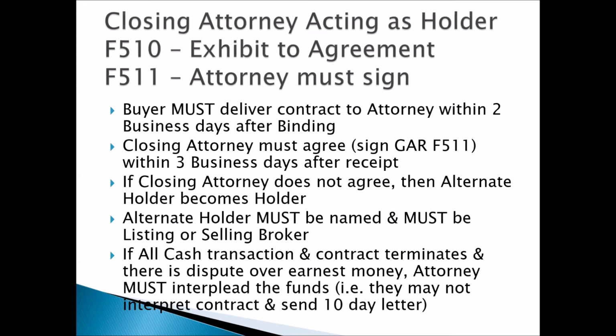And basically what that exhibit says is the buyer is responsible for delivering the contract to the closing attorney within 2 business days after the contract goes binding. Then the closing attorney must agree in writing by signing GAR F511 within 3 business days after receipt of the contract. If the closing attorney doesn't agree, then the alternate holder becomes the holder. The alternate holder must be named, and the alternate holder must be the listing or the selling broker. You guys, do not leave that blank, or you have all sorts of earnest money issues.